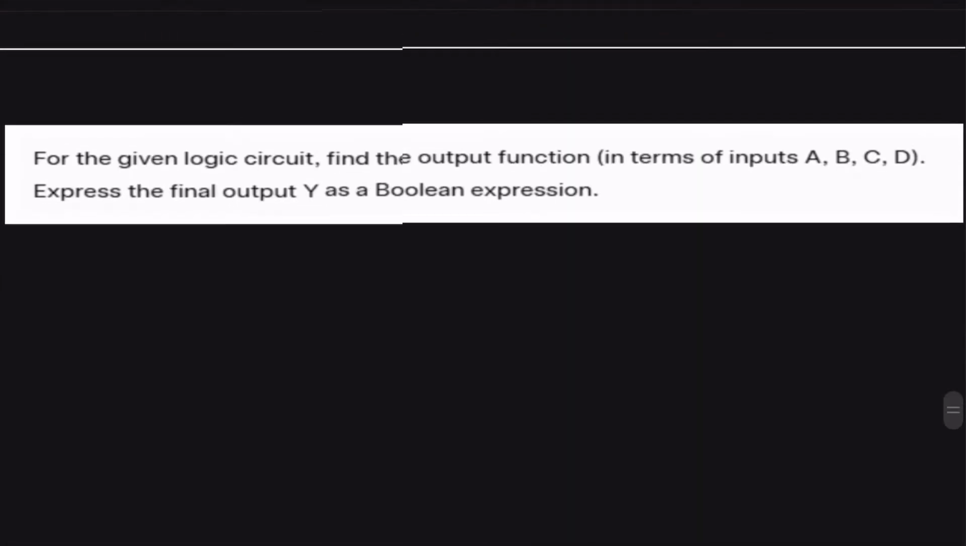It states that for the given logic circuit, find the output function in terms of A, B, C, D. Express the final output Y as a Boolean expression. And the basic logic circuit is given to us.